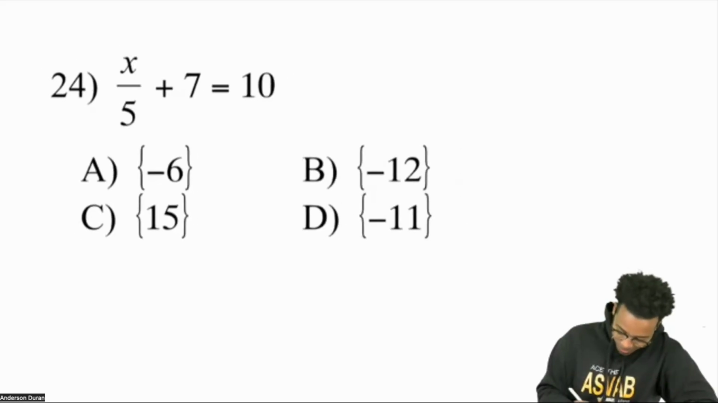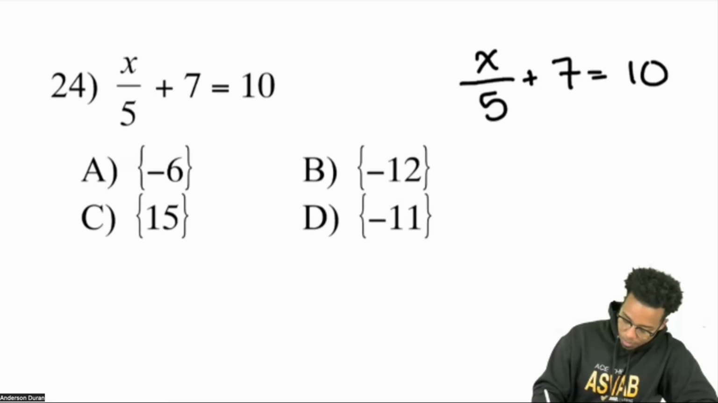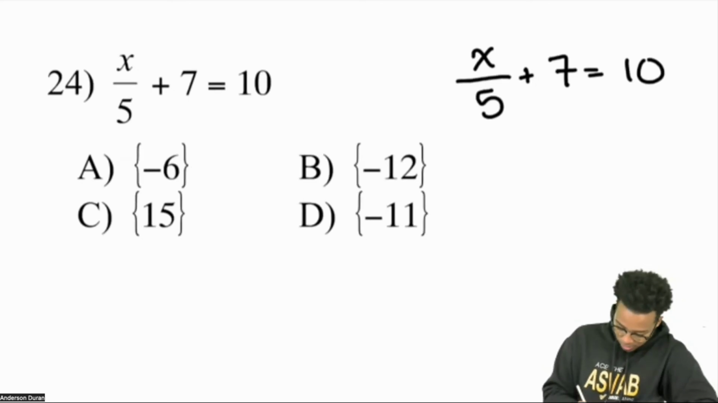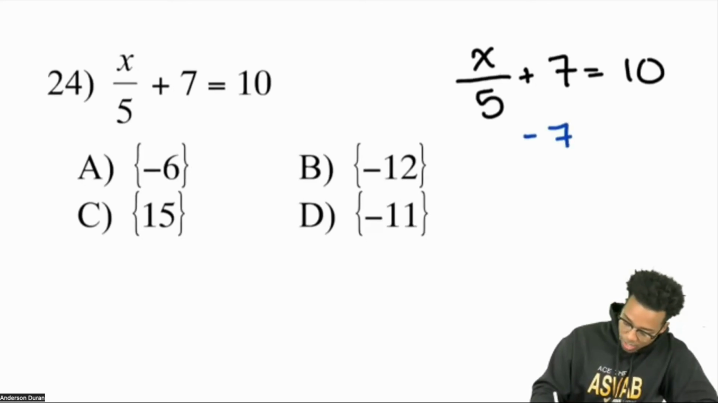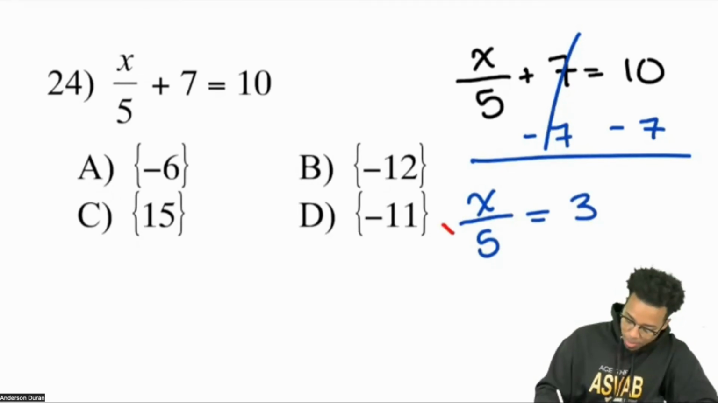What we're gonna do is the following. Here's the work to get the answer. And in case you didn't know, the answer is 15. But what you're gonna do is subtract 7 on both sides. Then you got x over 5 equals 3. Then we multiply both sides by 5 and we are good.